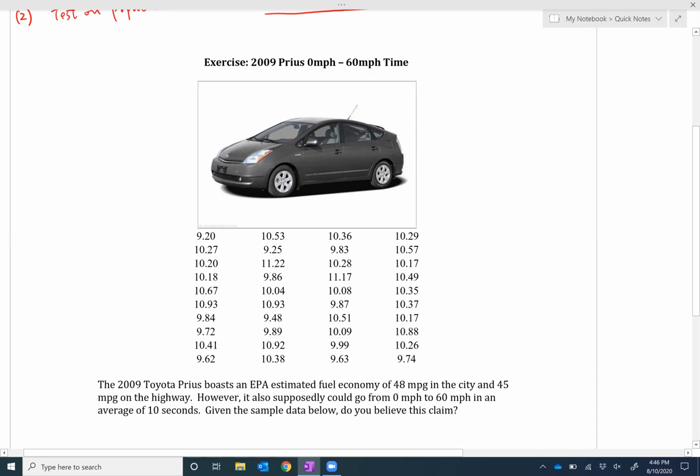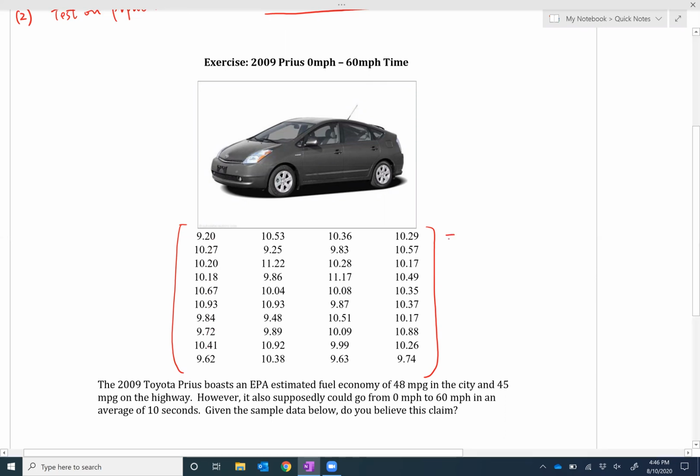Now, if you are an engineer and you tried the Toyota, those are all the data you collected, trying to go from 0 to 60 miles per hour for how many cars? So it's about 40 cars. And then you go from 0 to 60. You try to see whether you believe the claim from Toyota or not.